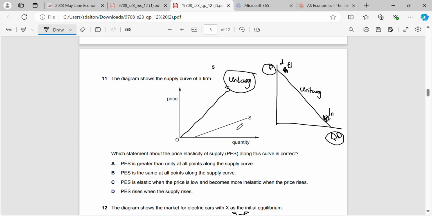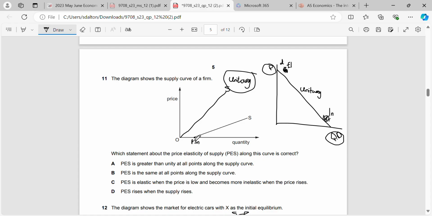Okay, so the theory applies the same to what we're shown in a linear supply curve here. At this point down here towards the bottom, we're going to be perfectly inelastic, because our quantity won't be able to change here. So it's only the price that can change.